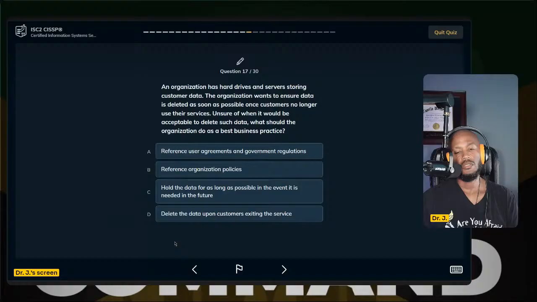Once the customer no longer uses their service. See, that's what's driving me. That's why I switched my answer. Because it says the organization wants to ensure data is deleted as soon as possible once the customer no longer uses their services. So that's why I was leaning towards A over B, because it seemed like it's driving to some type of first and third party agreement.